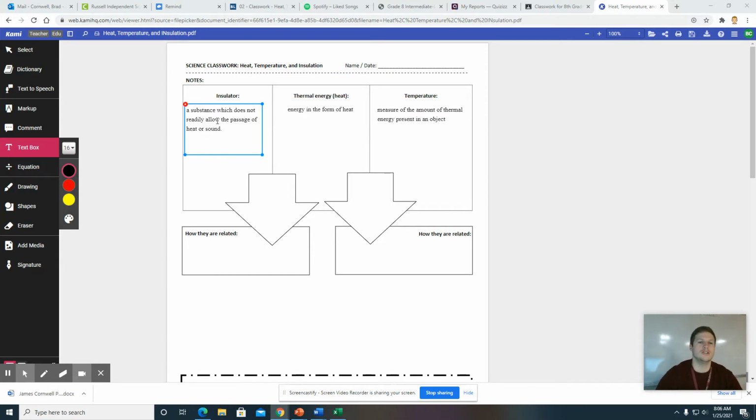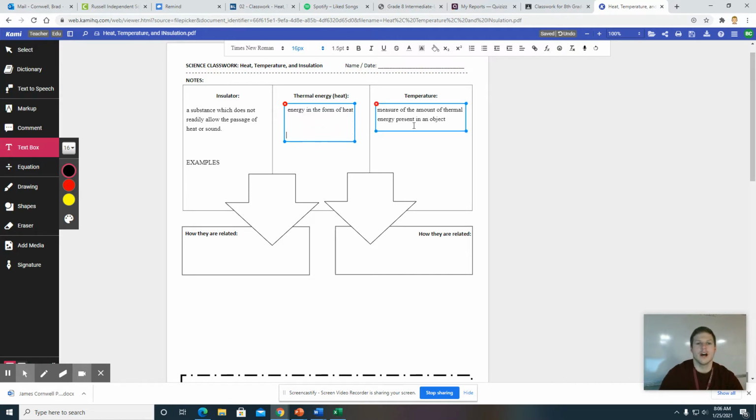A substance which does not readily allow the passage of heat or sound or energy in particular is an insulator. And then I want you on here to give me some examples. And then thermal heat energy is energy in the form of heat. Also with this, I want you to give me some examples of things that contain thermal energy, or how we know that we have thermal energy present, things like that. Also, you can give me situations where thermal heat energy is being transformed or transferred to other forms.